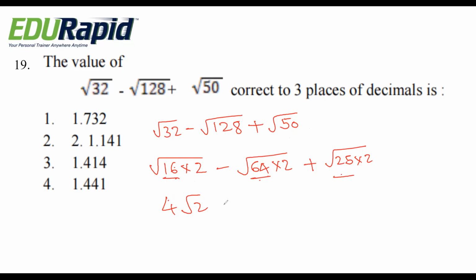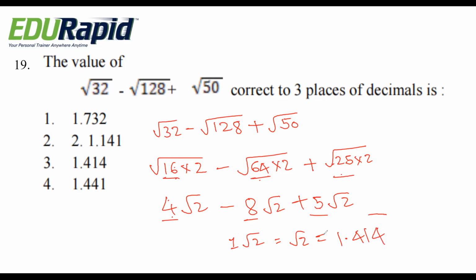Square root of 16 is 4, square root of 64 is 8, and for 25 it is 5, so 5 root 2. Here you can add these numbers: 5 plus 4 is 9, 9 minus 8 is 1. That is 1 root 2, so root 2 is the answer. Root 2 value is 1.414. So option 3, 1.414, is the right answer.